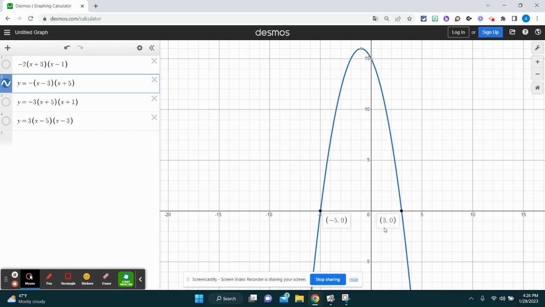Then the axis of symmetry is the line that splits it in half, which you can see. If this is the vertex, our vertex is negative 1, 16, which means our axis of symmetry is negative 1.